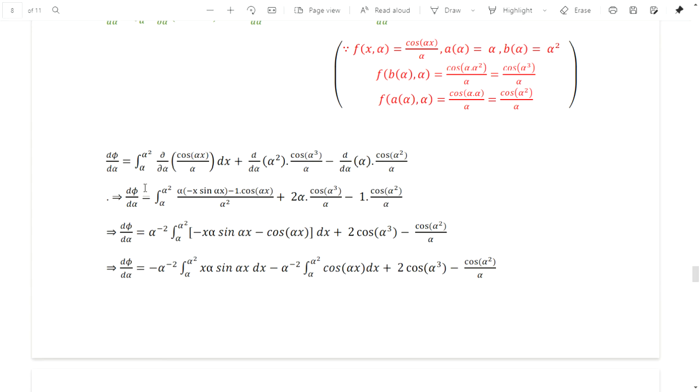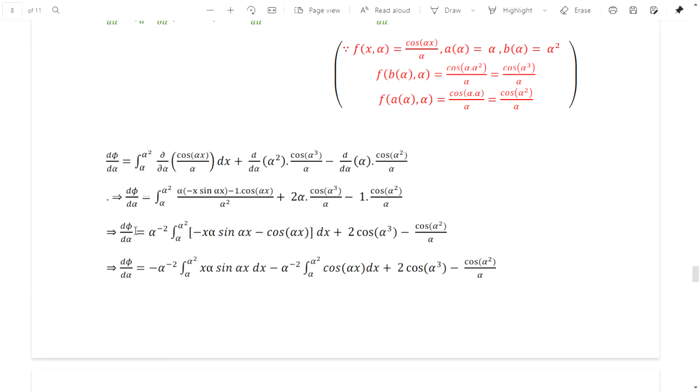That implies d phi by d alpha is equal to, here we have to do the integration with respect to x. So alpha we can bring it out. Alpha is treated as constant here. So alpha to the power minus 2 into integral of alpha to alpha squared, minus x alpha into sine alpha x minus cos alpha x into dx. dx is written here as it is, plus alpha alpha gets cancelled, 2 into cos of alpha cube minus cos of alpha squared by alpha.